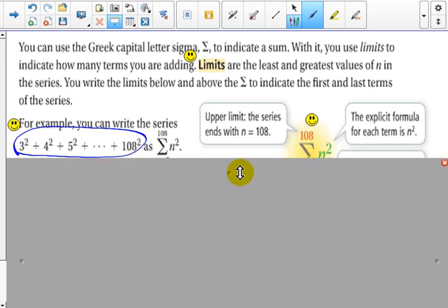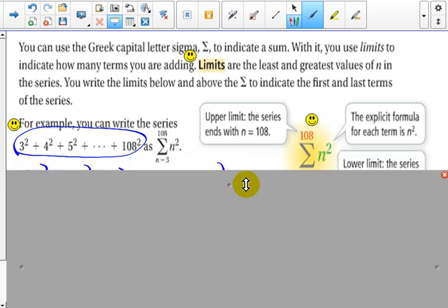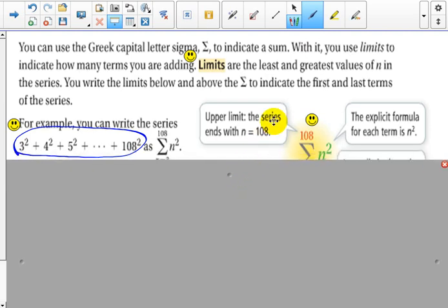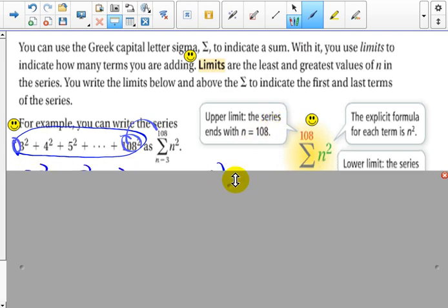First, let's go to the left here. For example, you can write the series 3 squared plus 4 squared plus 5 squared plus ellipsis plus 108 squared. So there's a finite series, and we can write that as sigma and look at the top. So we've got 108, that's the number, 108, and then our first term is 3. So we're going to say sum for n equals 3 to 108.